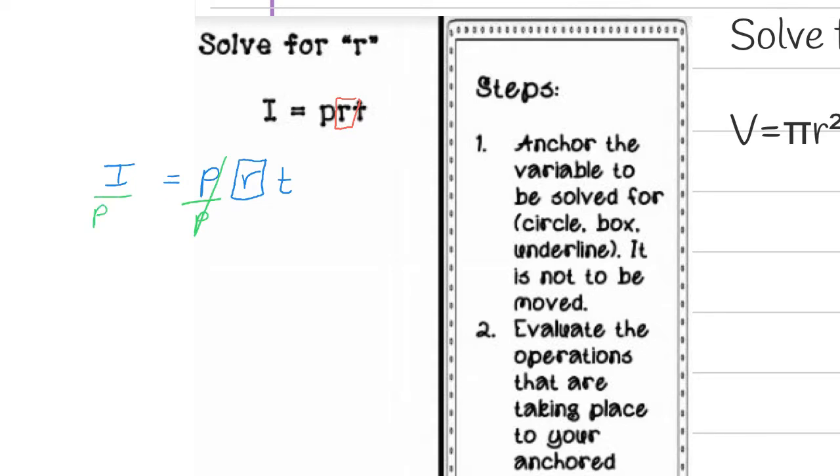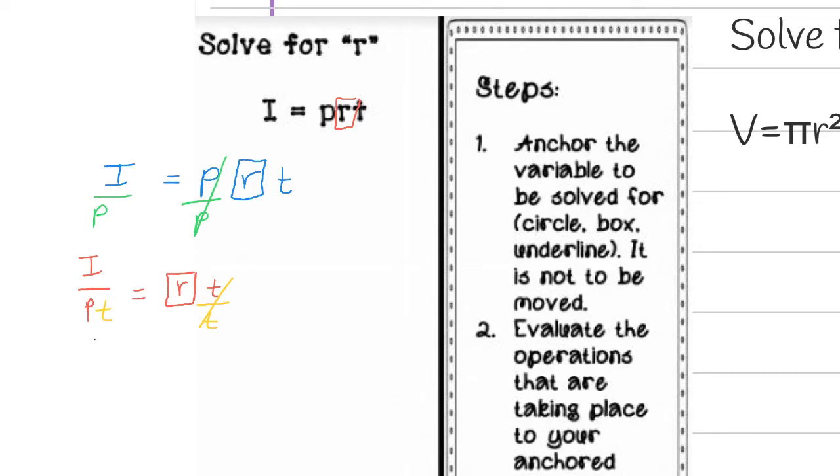Now I still have, let me go ahead and rewrite that. So I have I over P is equal to R T. I still have that T, right? I want to get R by itself. So what is the operation being used here? Again, it is multiplication. How do I undo that? By dividing again. Divide by T. T divided by T reduces to 1. And I divide by T here. All right. And I am done.